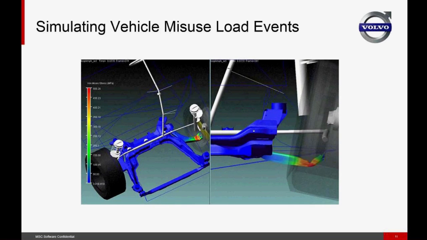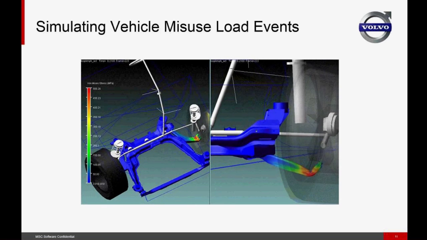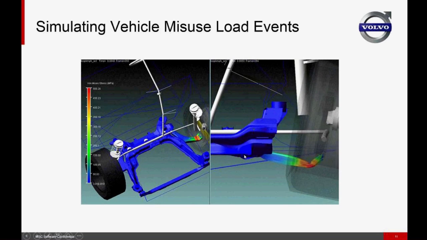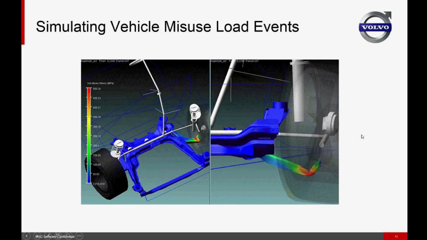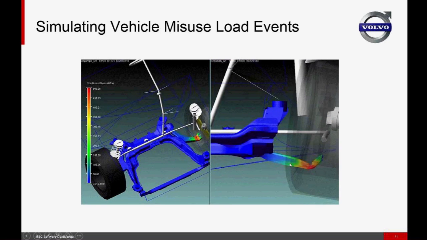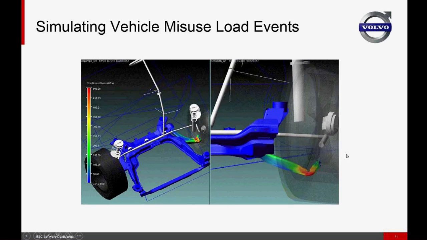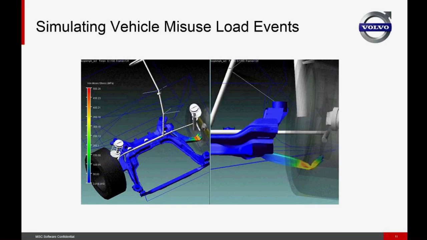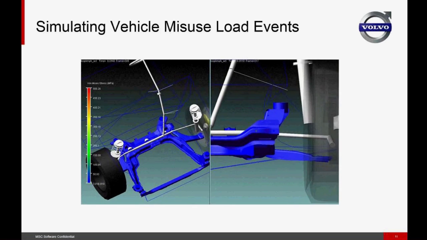In this example, you're seeing Volvo Car Corporation. They're doing a test of hitting the vehicle on the side curb. And when the speed is over a certain limit, you will observe a plastic deformation on one of the lower control arms. So that is an incorporation of material and geometric nonlinearity inside Adams. That's also something you can do with the help of modern technology inside of the Adams software.